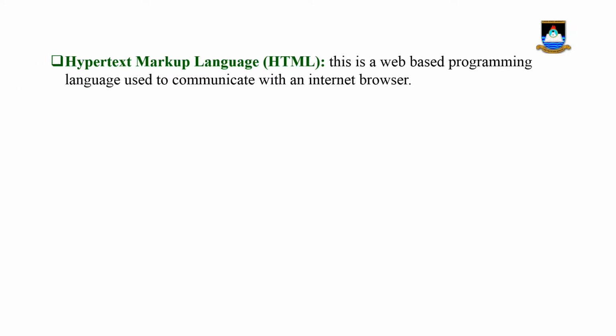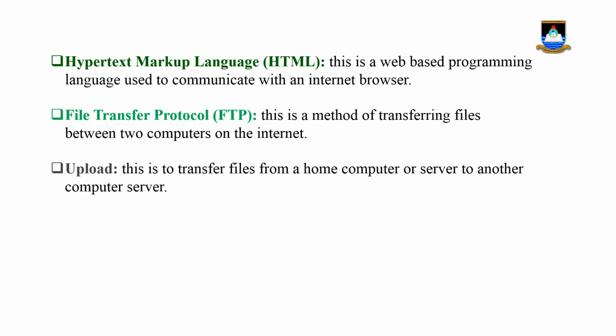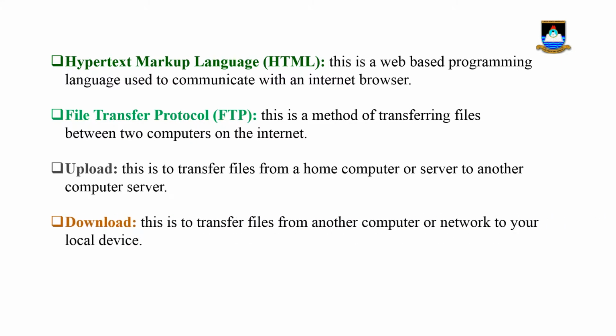Hypertext Markup Language (HTML). This is a web-based programming language used to communicate with an internet browser. File Transfer Protocol (FTP). This is a method of transferring files between two computers on the Internet. Upload. This is to transfer files from a home computer or server to another computer server. Download. This is to transfer files from another computer or network to your local device.